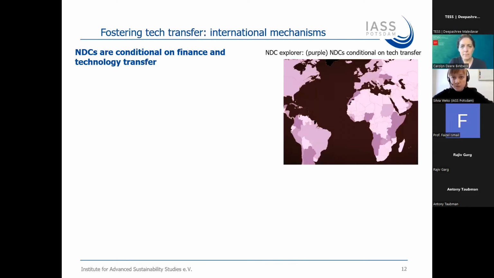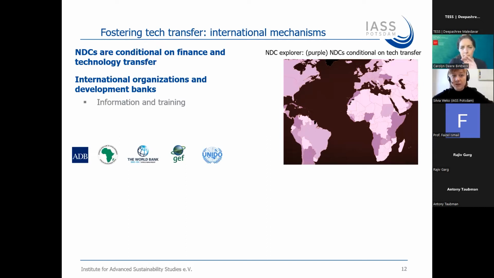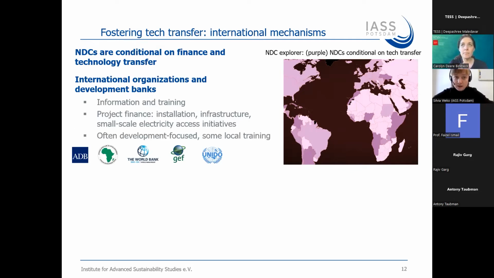So I just want to say briefly, because we've heard from the other presenters as well, that there are international mechanisms to support technology transfer. The fact that NDCs are conditional on finance and tech transfer should also really make us prioritize this more highly. There are a number of international organizations and development banks that work on tech transfer, providing information and training, project finance, especially for installation and infrastructure, also small scale electricity access. And from my work on these, I've found that they're often quite development focused and there is some local training, but they also predominantly, I would say, are focused on hardware rather than software and tech transfer.